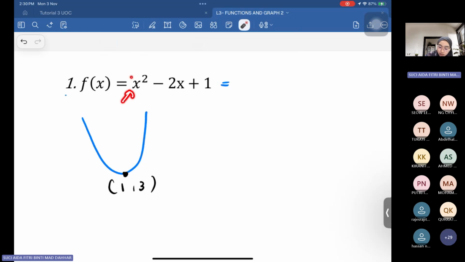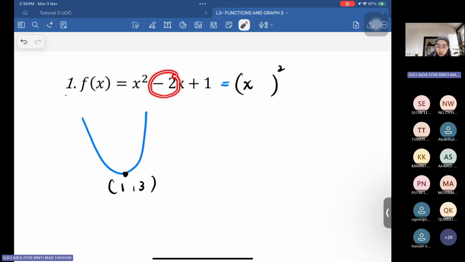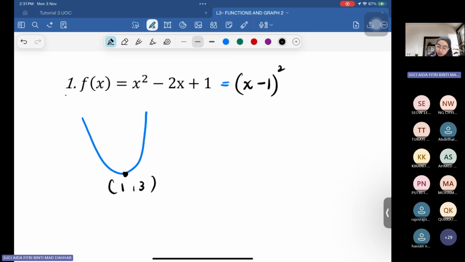Because the leading coefficient is 1, I can complete the square. What's inside the bracket, class? x minus b over 2. This is your b value, right? So negative 2 divided by 2 becomes negative 1. I'll put minus 1 inside the bracket, and then don't forget to subtract back the 1 and copy down the constant plus 1. Then I end up with (x minus 1) squared plus 0. So this is my f(x) after we convert to complete the square form.